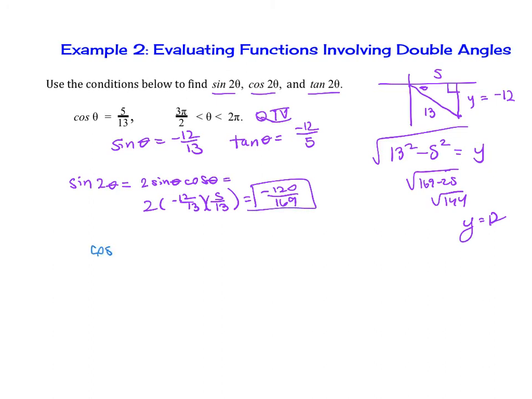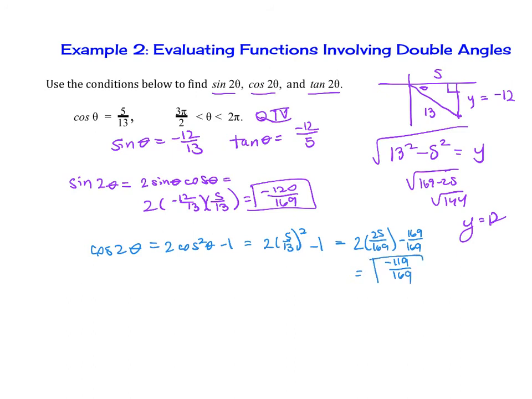Now let's look at cosine of 2 theta, and so you can choose which formula you want. I'm going to go ahead and use 2 cosine squared of theta minus 1. So this is 2 times cosine theta. Cosine is 5 over 13, and we square it, and then minus 1. So this is 2 times 25 over 169 minus, I know I need a common denominator, so 169 over 169. So that's going to be 50 minus 169. That is negative 119 over 169.